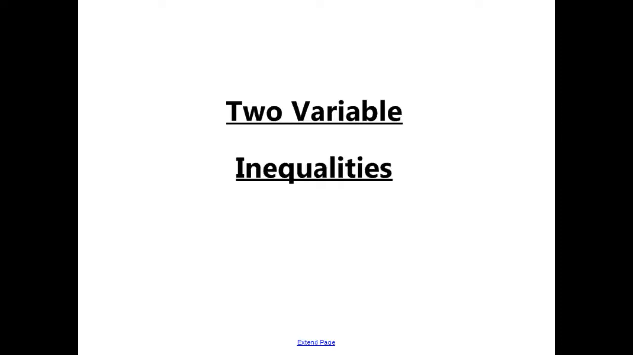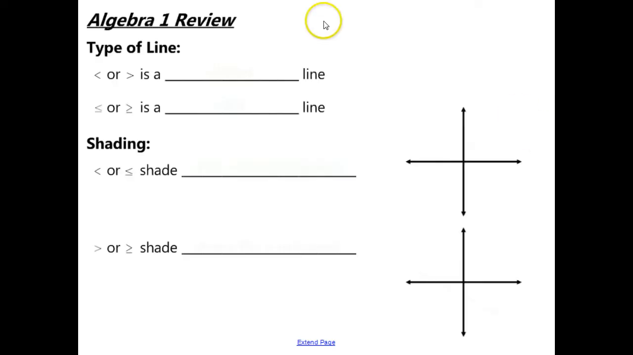Two variable inequalities. Let's start off with a little Algebra 1 review. First, let's talk about types of lines. If you have a less than or a greater than symbol, that's going to be a dotted line. So here's an example of just a dotted line. You would just dot it. And then if you have a less than or equal to or a greater than or equal to sign, then that's going to be a solid line. So here's another example of just another solid line.